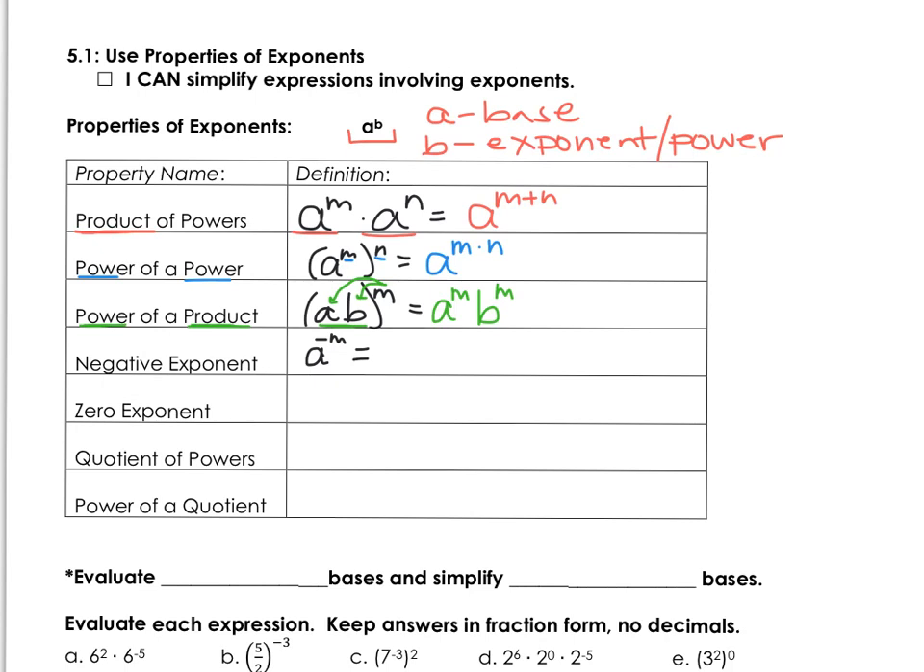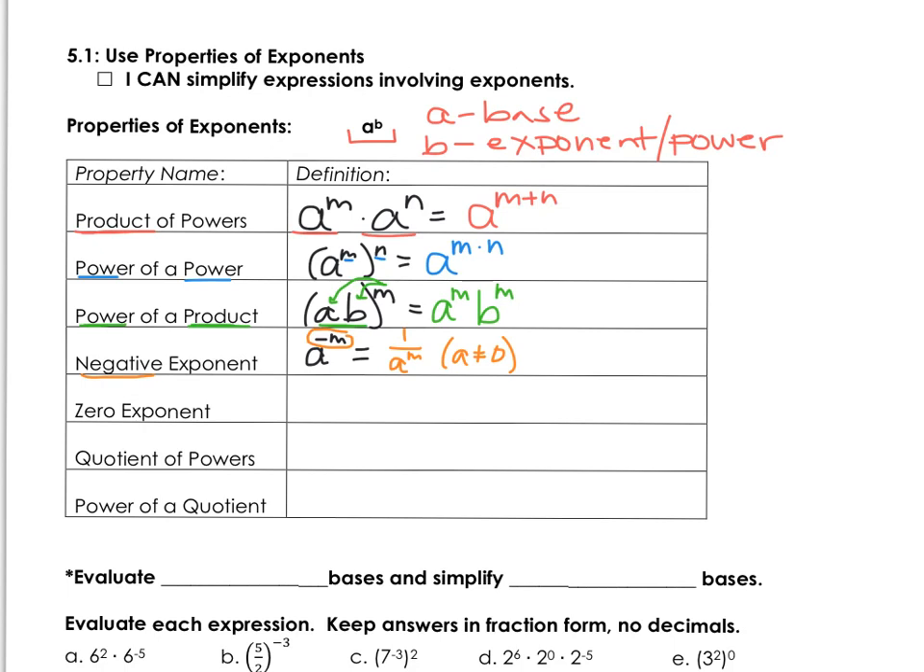Moving along to a negative exponent. Anytime a base has a negative exponent, to simplify, you want to make your exponent positive by taking the reciprocal of the base. So watch what happens here. If we have a to the negative m power, that would be the same as 1 over a to the positive m power. And this will be true as long as a isn't 0. Because if a were 0, we can't have 0 in the denominator.